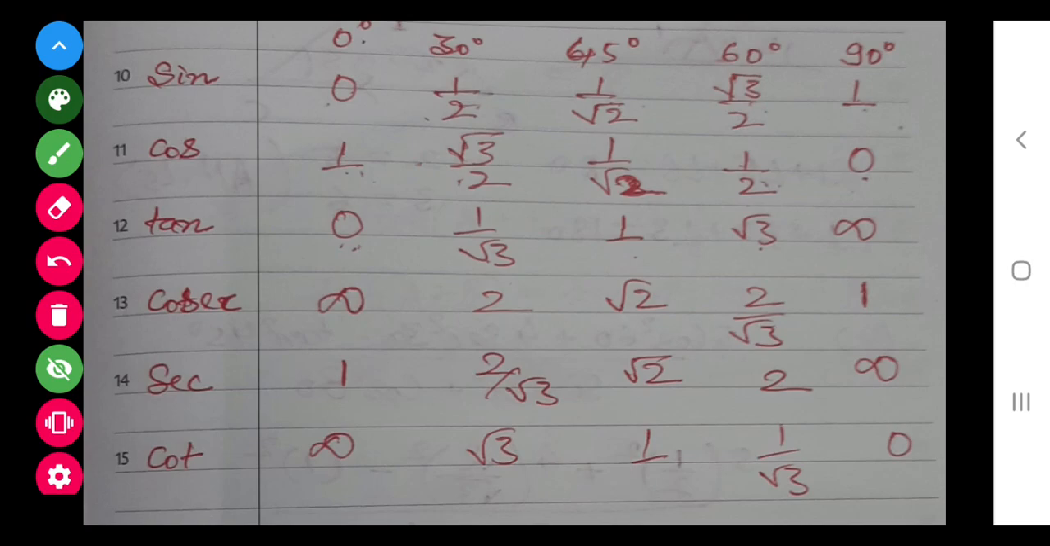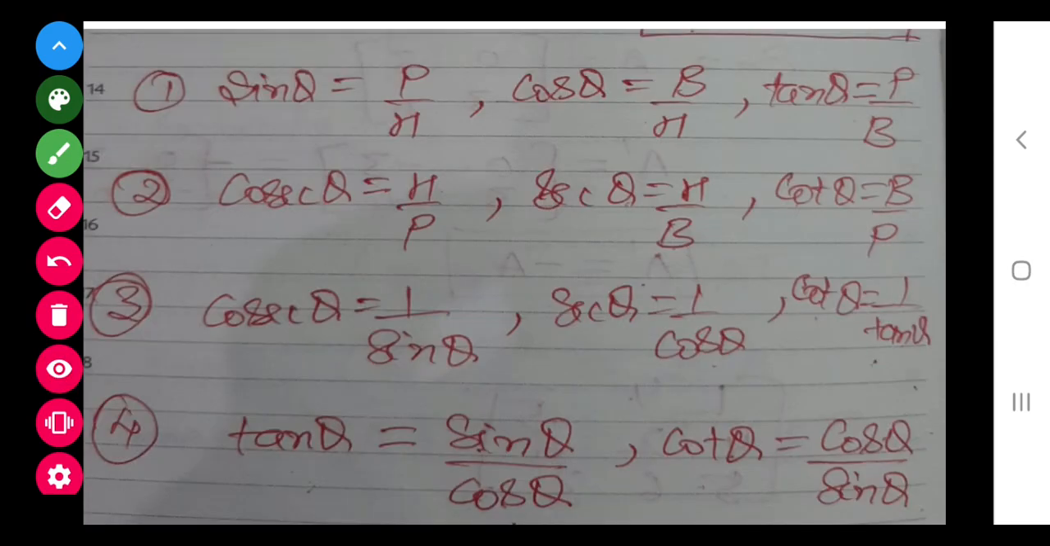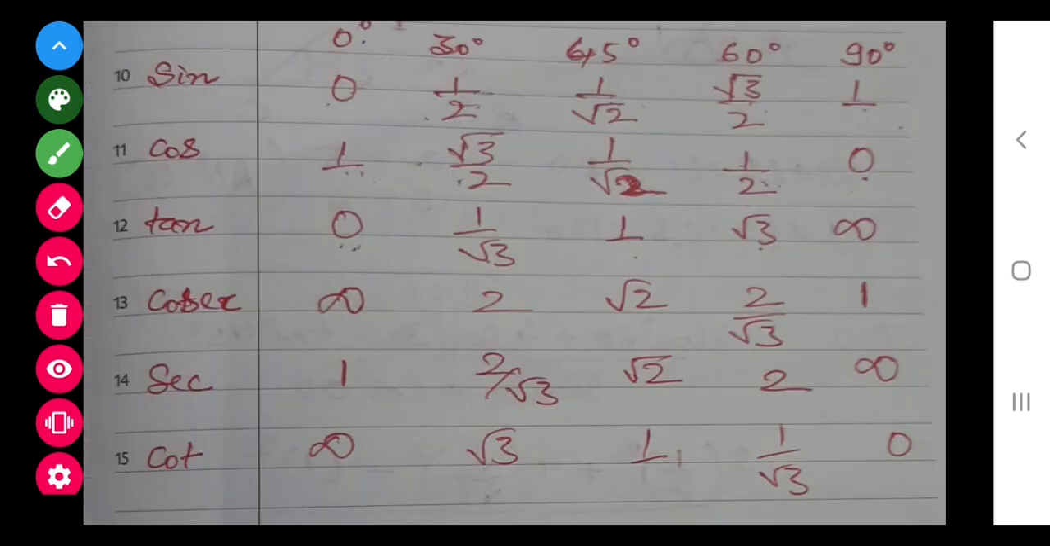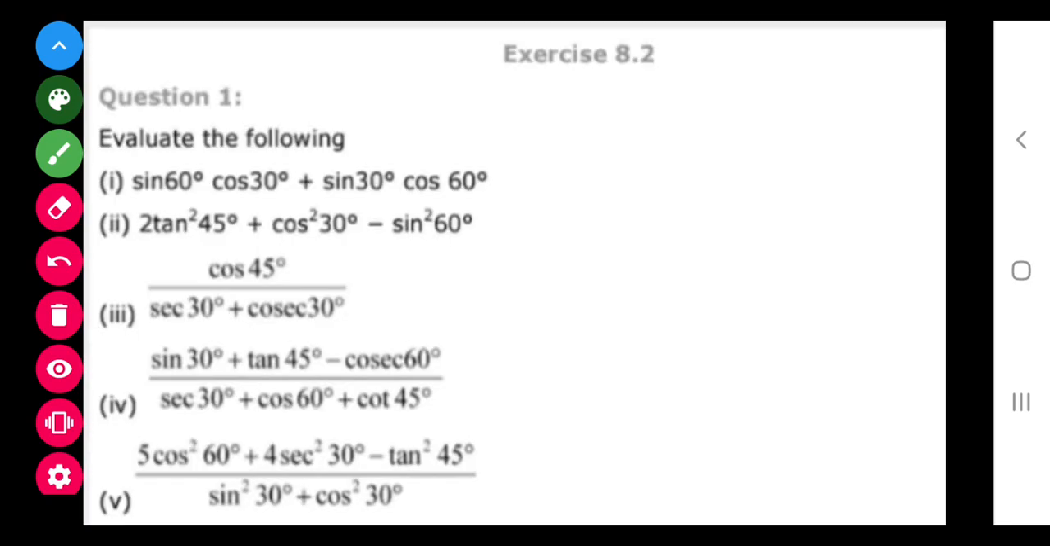This table you create by yourself using the concept of the previous exercise, that concept that I have told you, mainly this point and this point, points 3 and 4. So this is your table. Now what we have to do? We have to do the exercise.